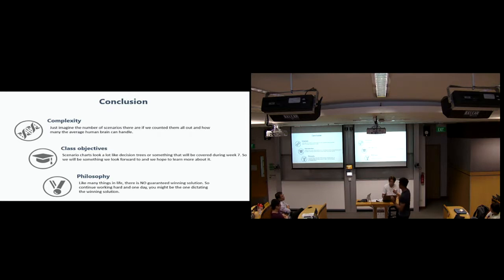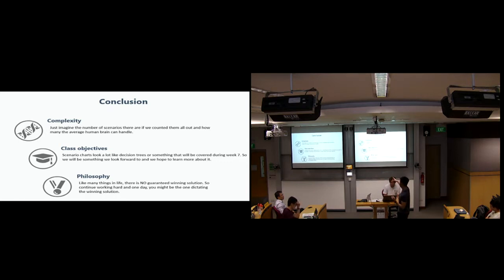Second, class objectives. As me and Tommy were going through the Minimax algorithm and creating that scenario chart that you saw in step 1, it looked a little bit like decision trees, which might be taught in week 7. We are unsure, and we tried to venture more into it, but we don't want to complicate things. So hopefully, looking at that scenario chart and the knowledge of trees, it excites everyone here to look forward to what Prof might teach in week 7.